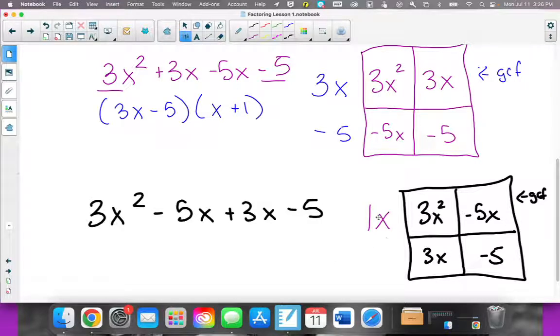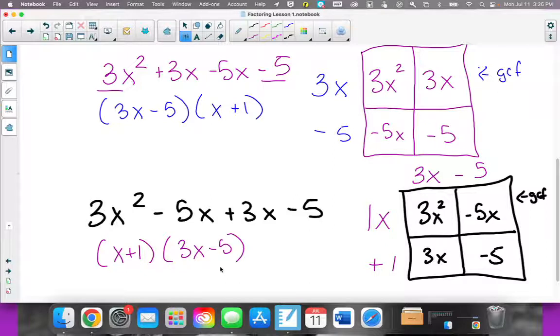Okay, so you have your width. What does your length have to be to get this to work? Well, that has to be 3 times 1, and x times x has to be 3x. And then that has to be a -5 because you're getting a -5x. And then again, what other piece of your width works to make this length work has to be +1. So you'd end up with x plus 1 for your width and 3x minus 5 for your length.